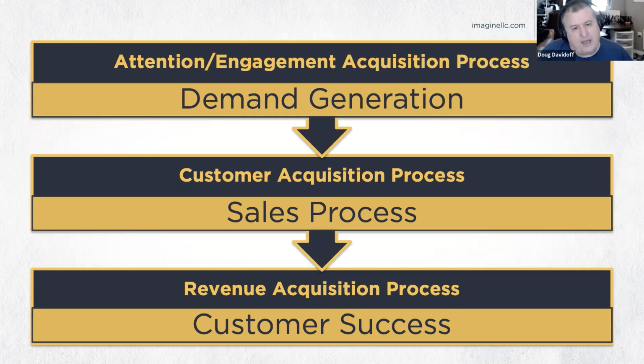Well, if you think about your customer acquisition process, we talk about it as a single process, but it's actually three distinct processes, right? The first one we call demand generation. That's all about getting the attention and engagement of your target audience. Now think about this for a moment. If I don't know who you are, or I haven't engaged with you in some fashion, if I'm not paying active attention to you, it is highly, highly unlikely that I'm going to buy from you.